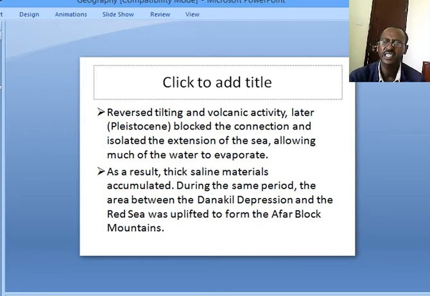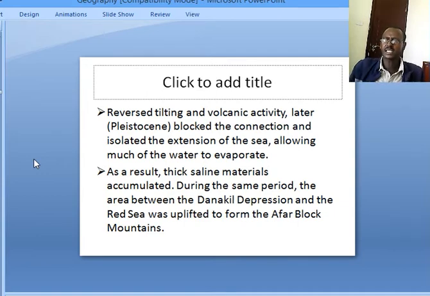Reverse tilting and volcanic activity later in the Pleistocene period blocked the connection and isolation of the extension of the sea, allowing much of the water to evaporate. As a result, thick saline materials accumulated.